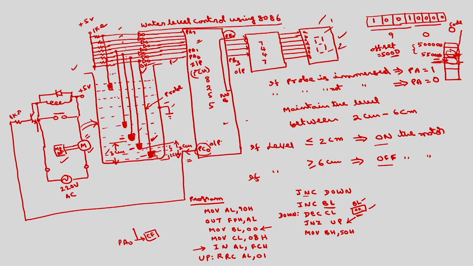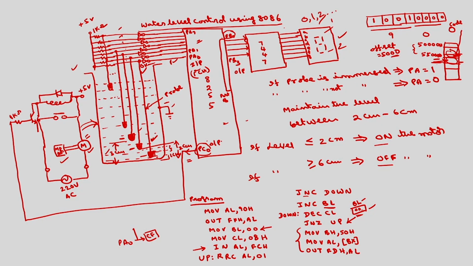So this you read onto the AL: move AL comma contents of BX, out onto port B. Out, port B address will be FDH comma AL. So this program will display 0 if no probe is inserted, 1 if only one probe is inserted, 2 if 2 probes are inserted, and so on. Okay. So this is about measurement of level.